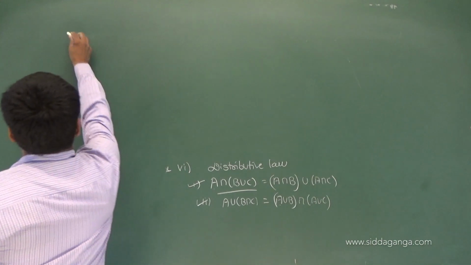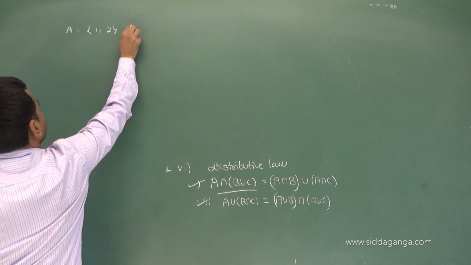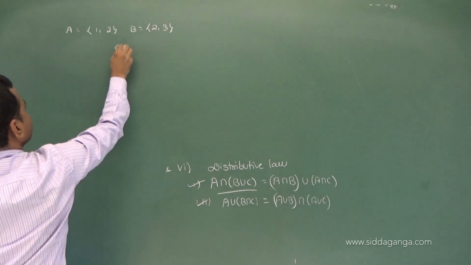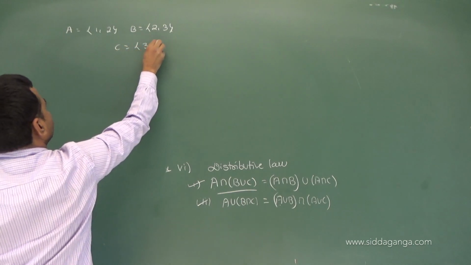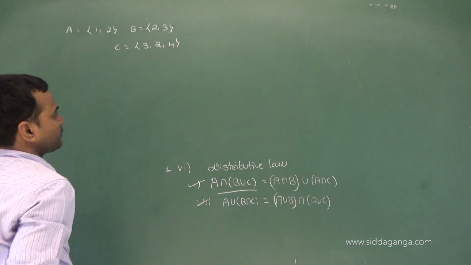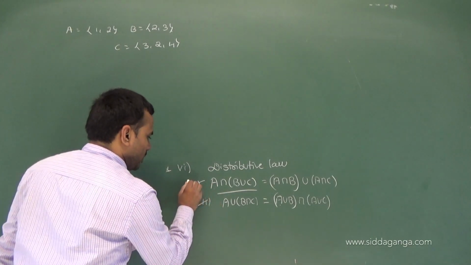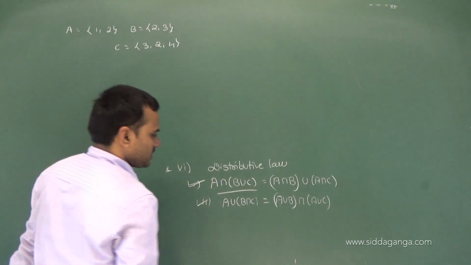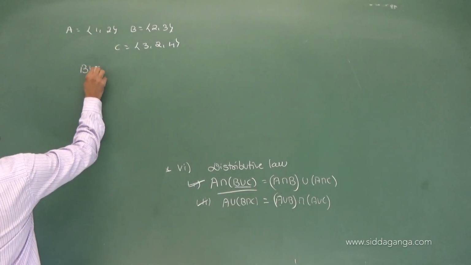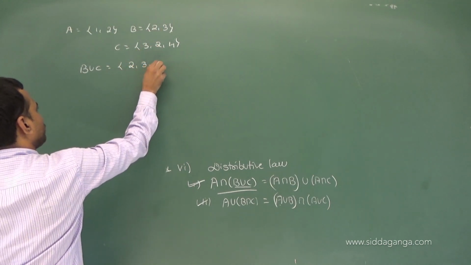So what I take, A is equal to {1, 2}, B is equal to {2, 3}, C is equal to {3, 2, 4}. Firstly, any one property I discuss. First property I discuss. Firstly I find B union C, combining these two: {2, 3, 4}. Correct?